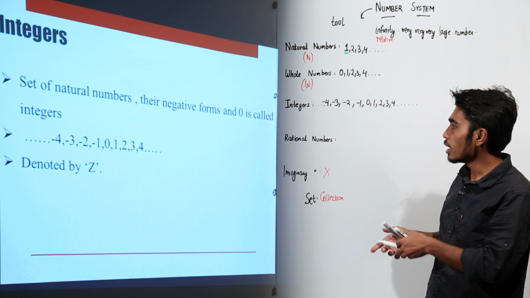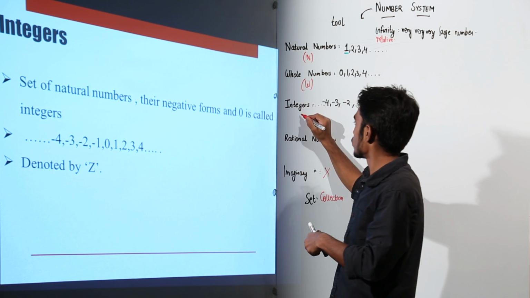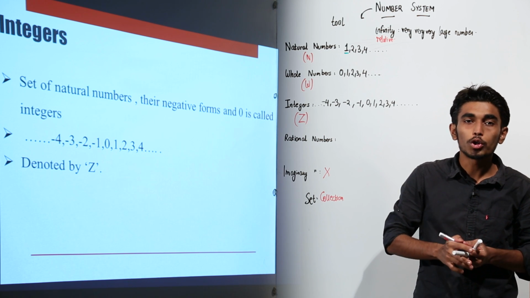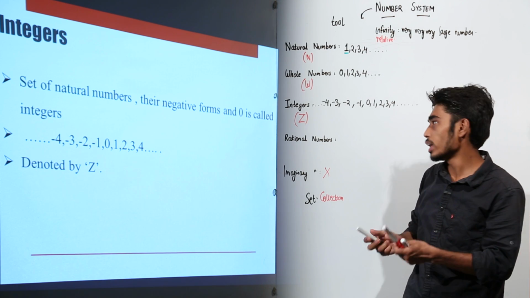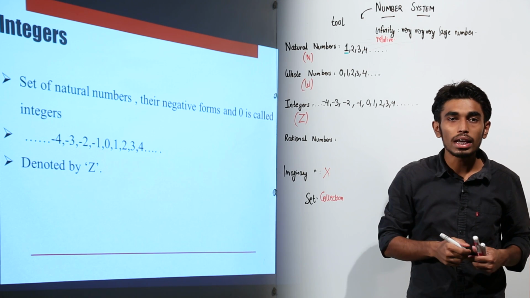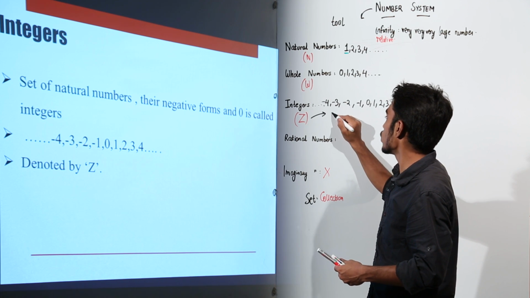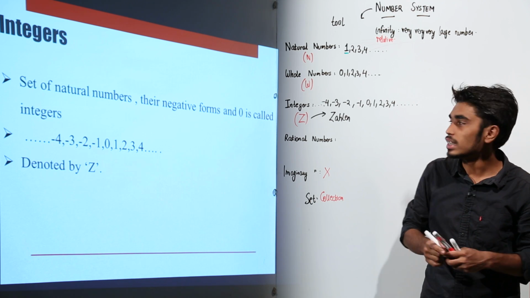Now you must be seeing that the integer set is denoted by Z. Now you might be wondering, why do we denote the integer set by Z and not by I? Because this set was found out by Germans, and Z stands for Zahlen.